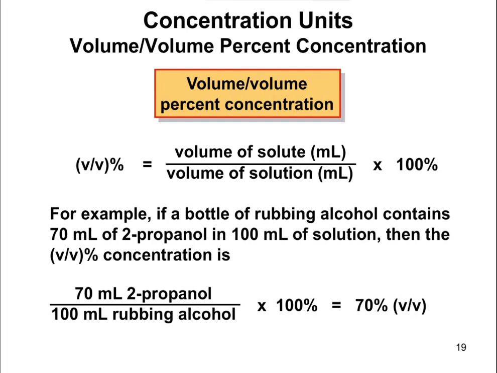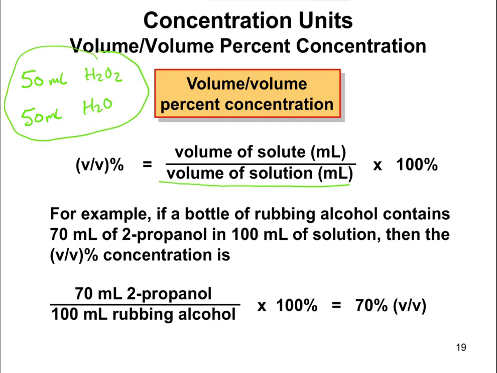People will often get confused on this, because if I say you take 50 milliliters of hydrogen peroxide, which is H2O2, and you add it to 50 milliliters of water, what is the percent of hydrogen peroxide here? A lot of times, if people just look at the numbers, they'll do 50 divided by 50 times 100, and that will get you to 100%, which is wrong, because the volume of the solution is what happens when you mix the two together. The total solution here would be 100 milliliters.